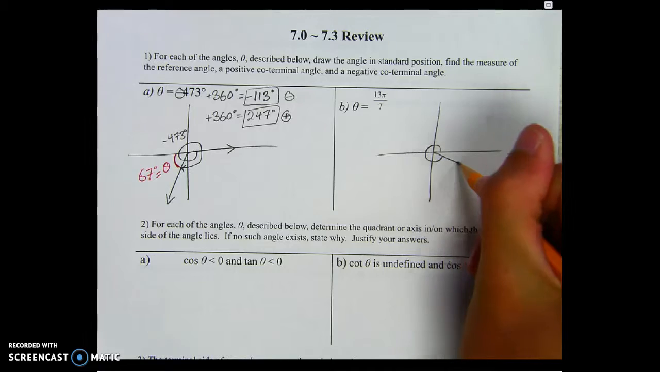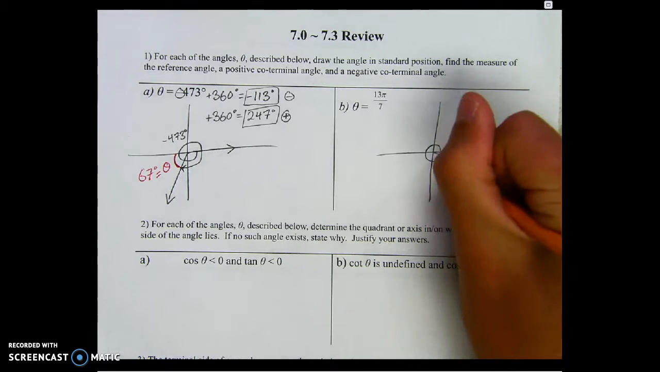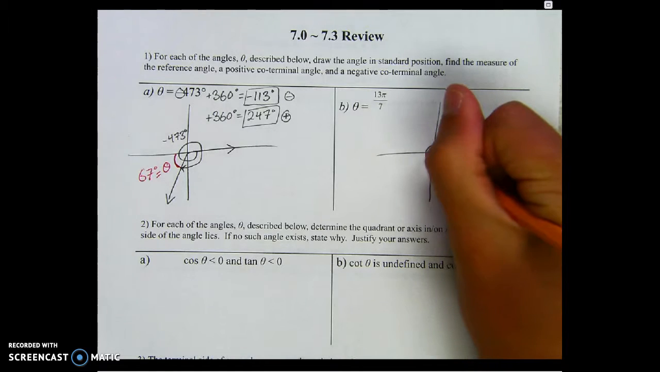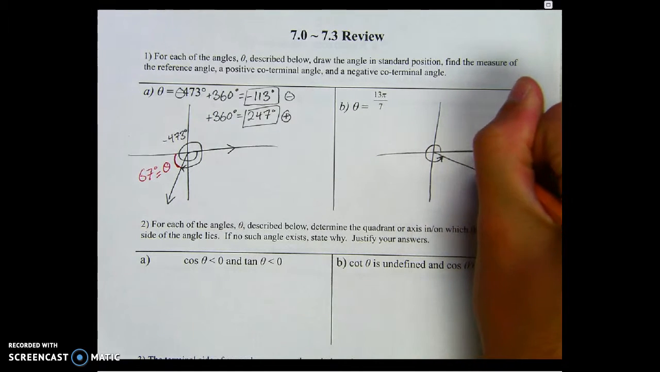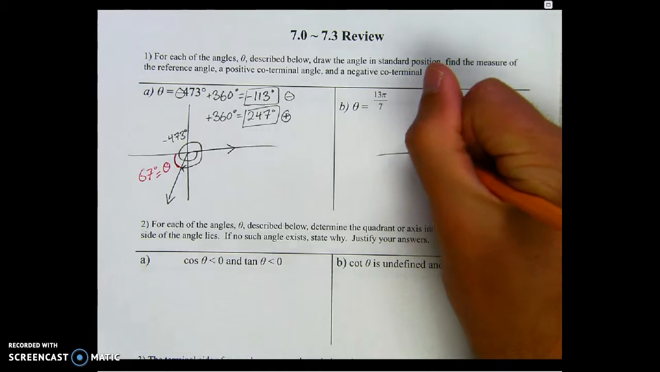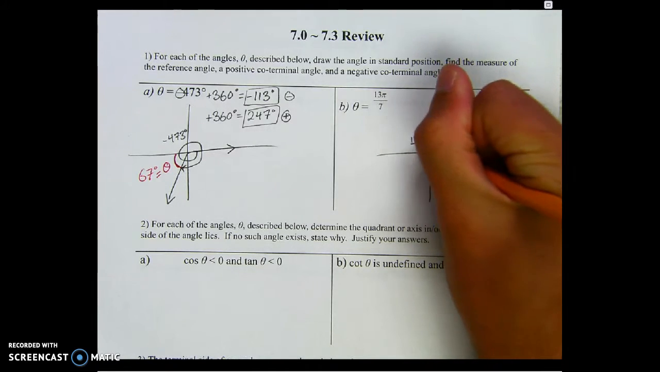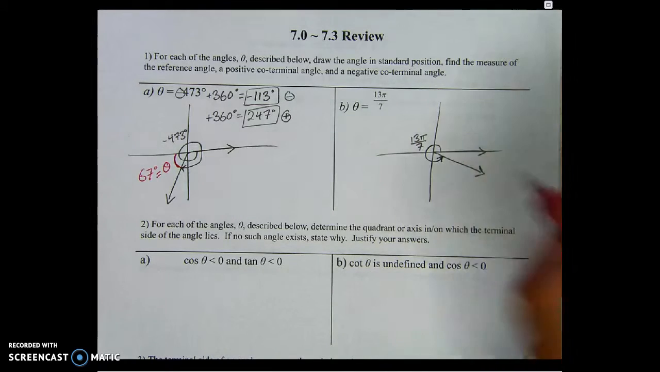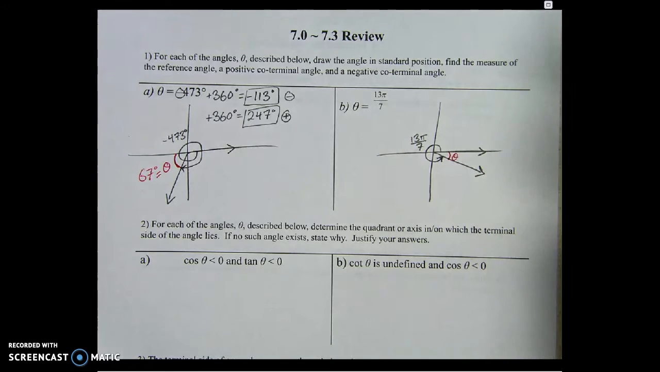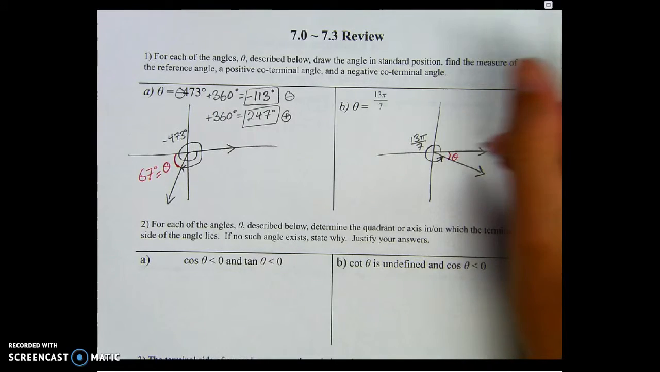So there's my terminal side. We measured by going that direction. This time we went counterclockwise. And of course my initial side is right there on the positive x-axis. Okay, so that is 13 pi over 7 in terms of radians. Next we need to find our reference angle, the distance from the x-axis, right? The angle that the x-axis creates with the terminal side.